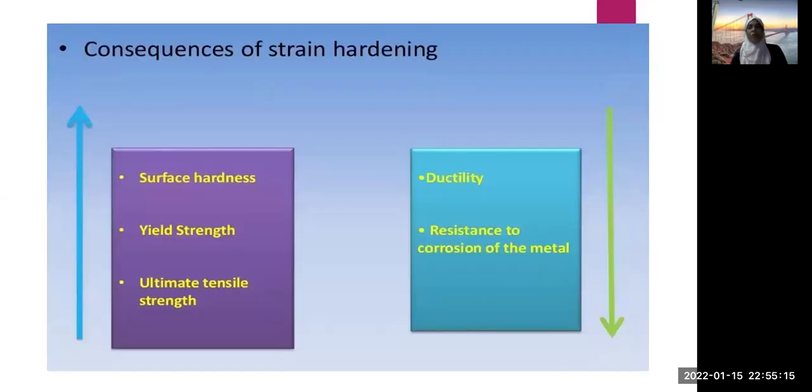So now, in short, strain hardening is going to bring about an increase in hardness, yield strength, and tensile strength. However, the ductility and resistance to corrosion of the metal is going to decrease.